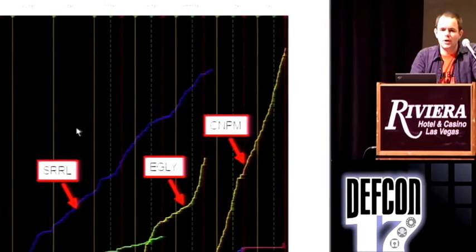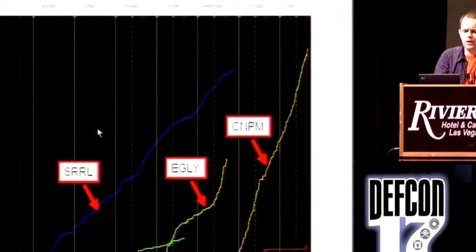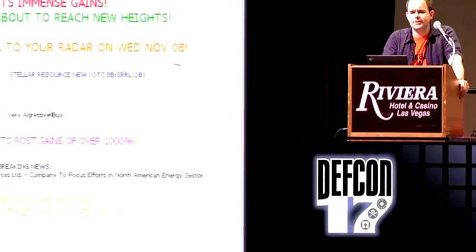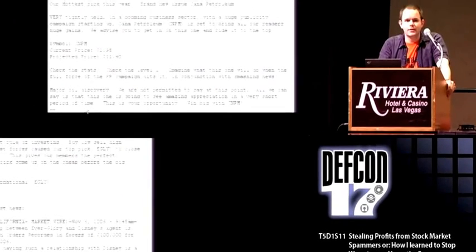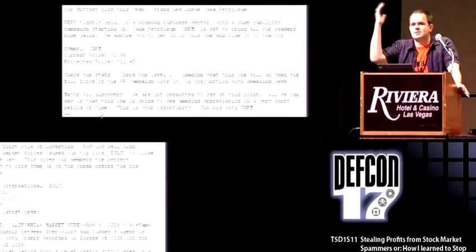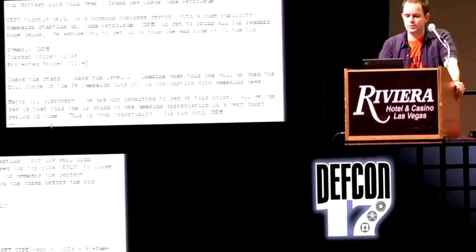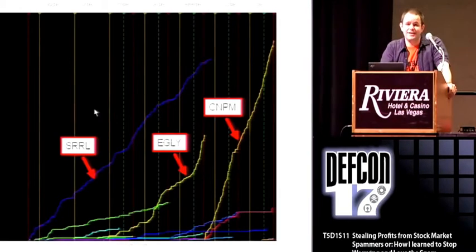Why was that? Okay, well, first we've got that SRRL. Okay, looks like the same one. Now here's the other two. What's the problem there? It's text. It's text. Everybody filters out text. So what do you have here? These guys were pushing an enormously powerful botnet.